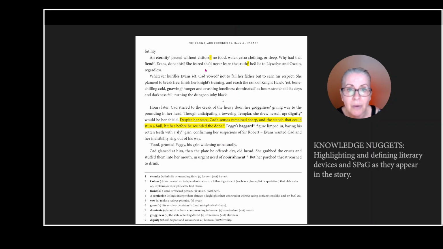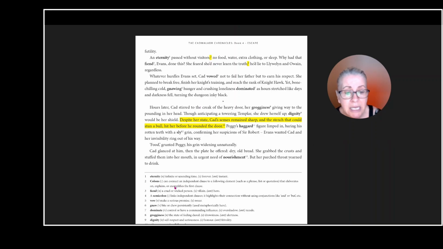Let's now go to our highlighted parts here. These are our knowledge nuggets, and we call them knowledge nuggets because they are literary device and SPaG explanations as they appear in the stories. So in the actual books, this is an extract. In the actual books, these highlights do appear as grey because we don't have a colour interior. So here we're flagging and defining colon usage.